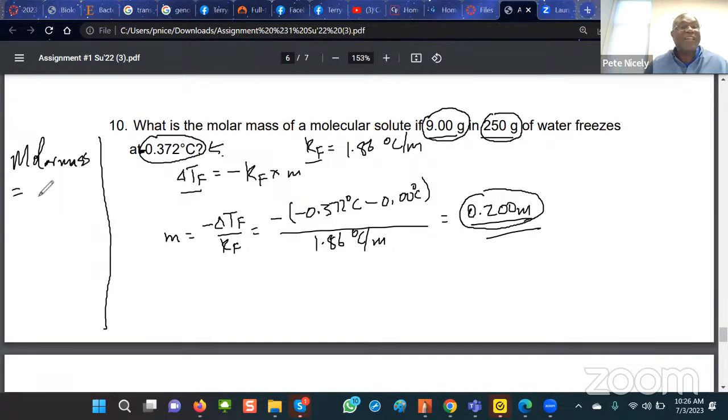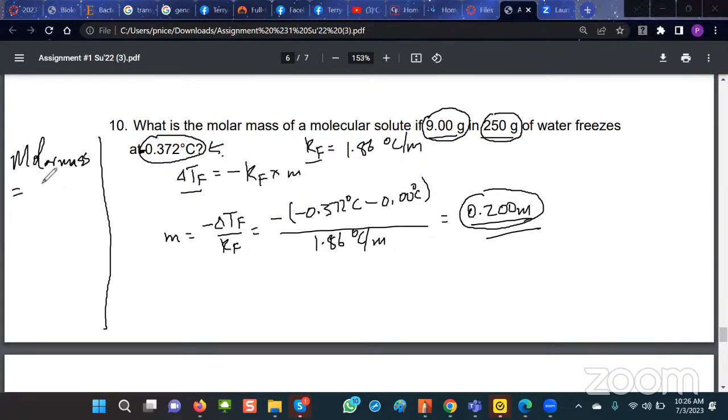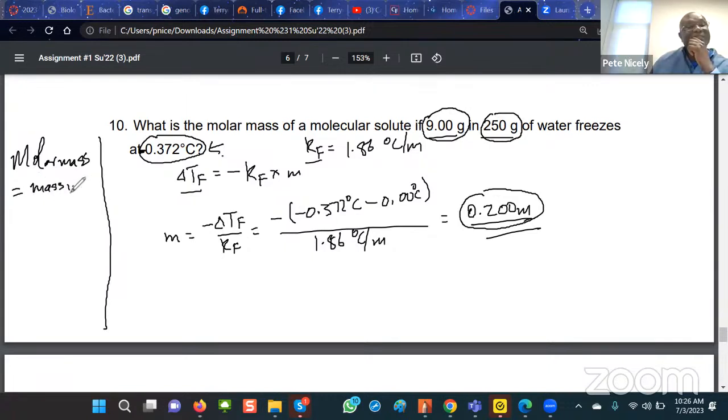There's an equation that you can use to calculate the molar mass. What's that equation? Is it grams per mole of solute? Right, mass in grams divided by the moles of the same substance. Now we have the mass in grams of the solute. That is the 9.00 grams. So the question is, how do we get the moles of the same solute?